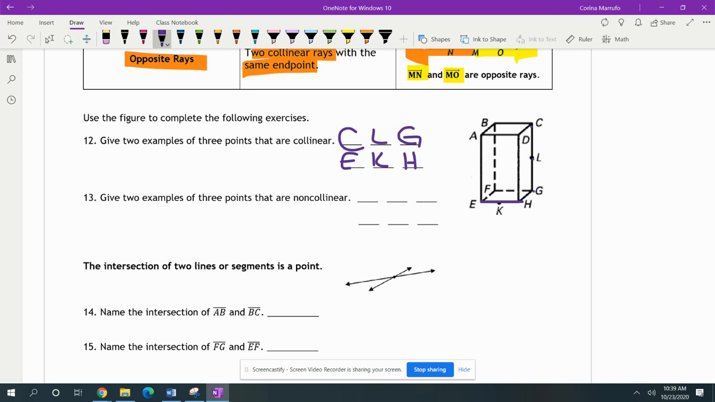Then it says give 2 examples of 3 points that are non-collinear. So non-collinear can be, for example, E, A, and L. They're not on the same line. E and A are, but not E, A, and L. And then for the next one, just pick 3 random points. It doesn't matter. B, D, and H. Those are not on the same line. B, D, and H are non-collinear.